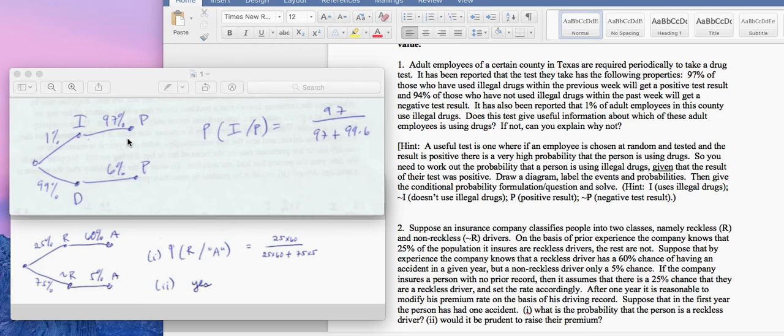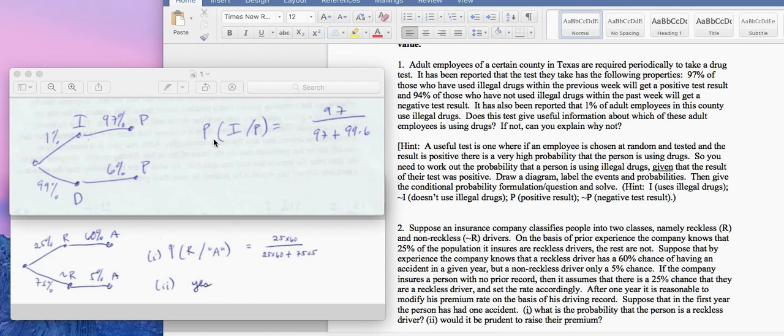I've taken off the not P here, the negative result, because you don't really need it. That's not what's being asked here. But when you diagram, you might want to include that information for yourselves, and only later do you figure out what question is being asked. So here's the second part. What question is being asked?